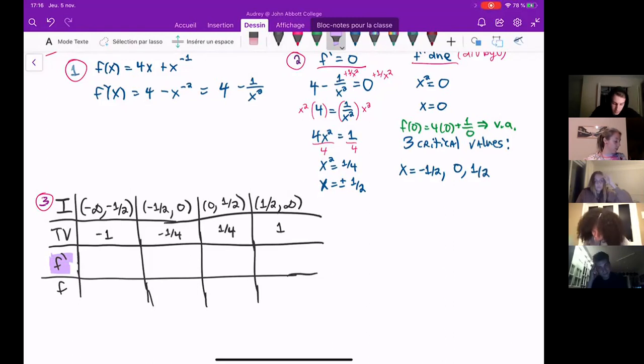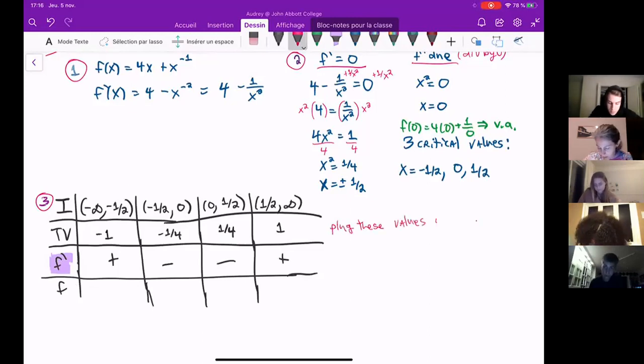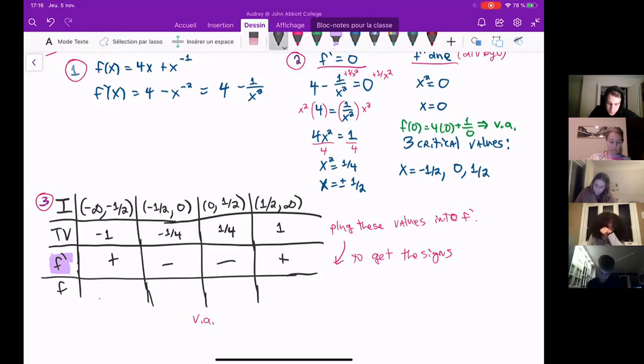So this is the part I'm going to really super rush through. I'm just going to give you the signs here. So this is plus, minus, minus, plus. So here we plug these values into f prime to get the signs. Now, remember, we already checked at 0, there's a vertical asymptote. And then, based on the sign, I can make my conclusion.